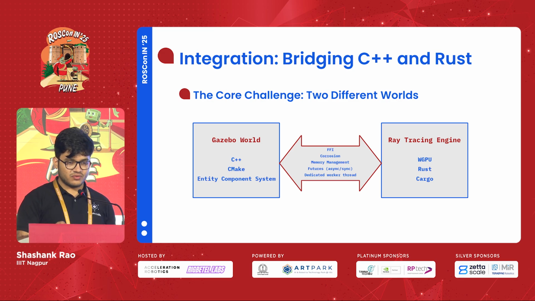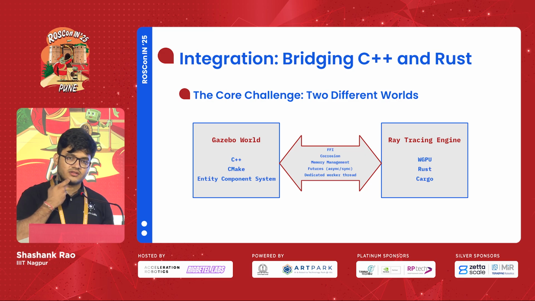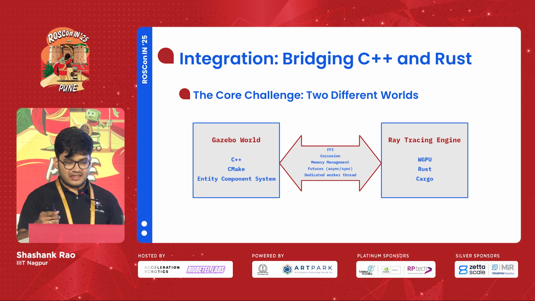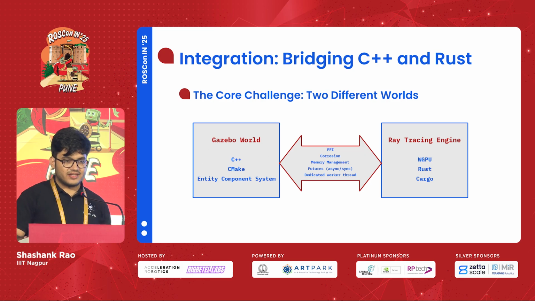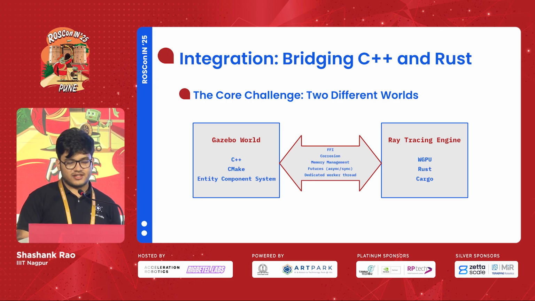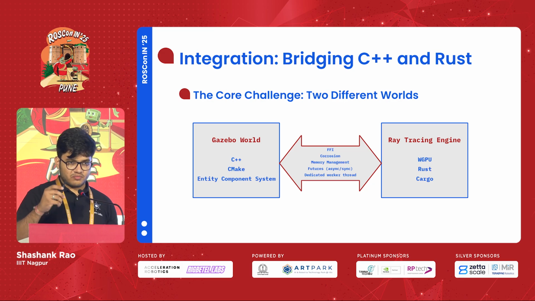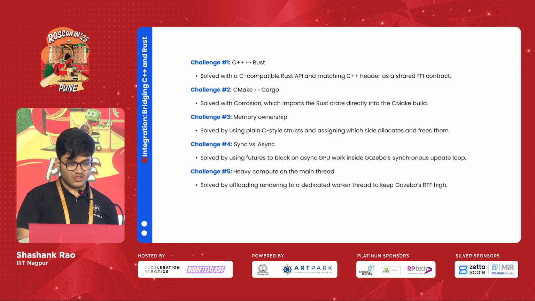Another challenge was that Gazebo works highly in synchronization. There are update cycles, and they run through every single time in your simulation. But the GPU processes are all async. So a Rust library called Futures was used to produce a middle ground between these async and sync processes. Very briefly, these are the challenges faced and the solutions we came up with.